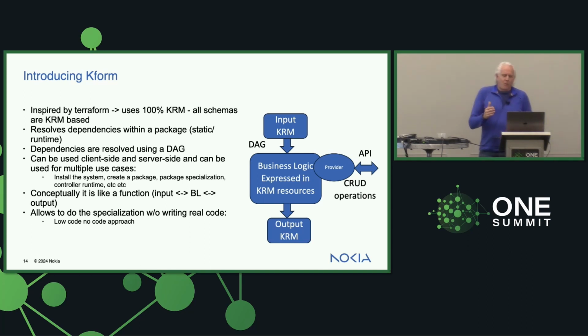And so far we have dependencies between packages, but you also have what I call runtime dependencies. For example, if I need an IP address and there is no IP subnet allocated for that particular cluster, there's no point in going further, right? So you also have runtime dependencies that have to be resolved within the package to be able to then vary the content. So that is done using Kform as a system.